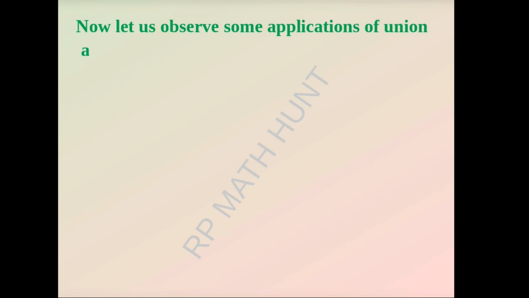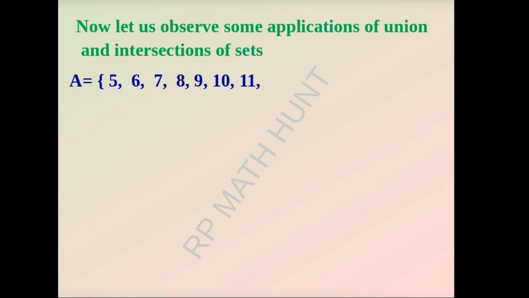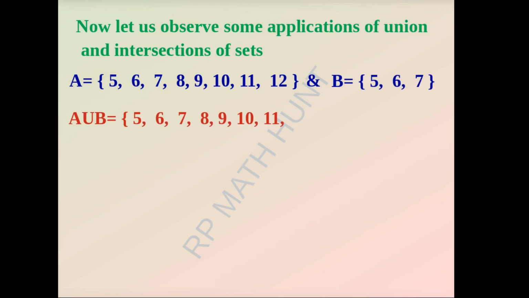Now, let us observe some applications of union and intersection of sets. A is equal to {5, 6, 7, 8, 9, 10, 11, 12}, and B is equal to {5, 6, 7}. Now, A union B is {5, 6, 7, 8, 9, 10, 11, 12}. That is nothing but A.